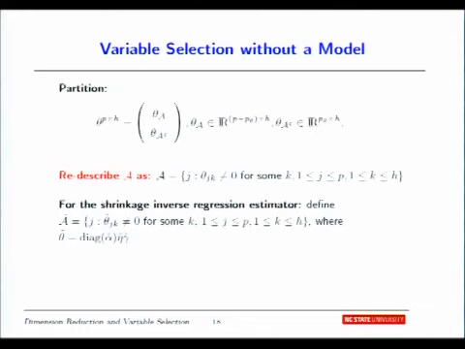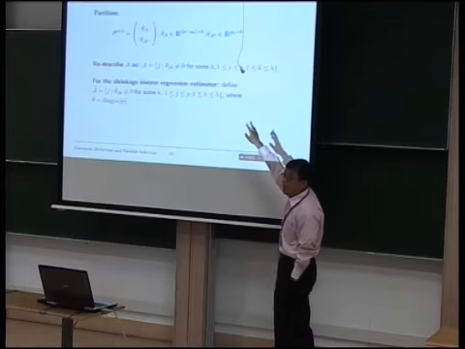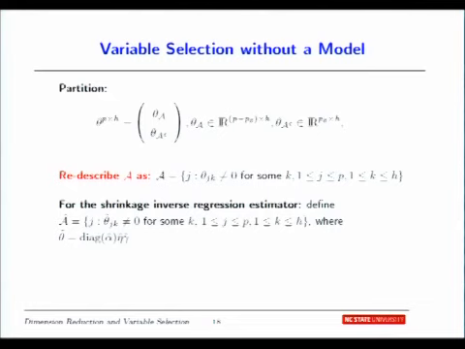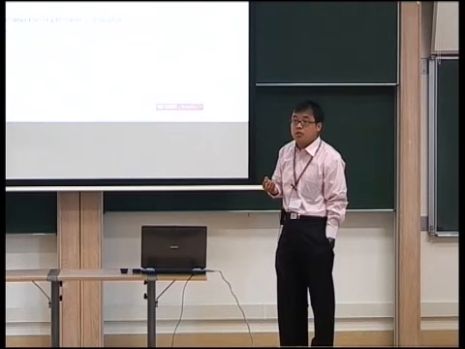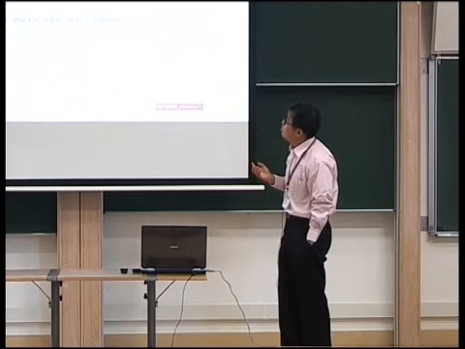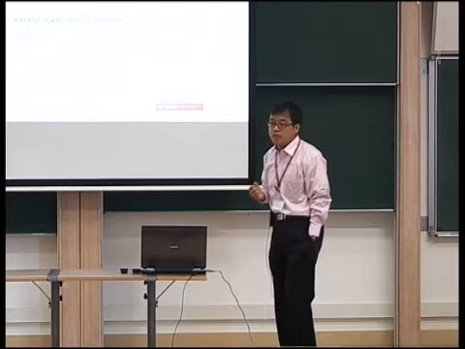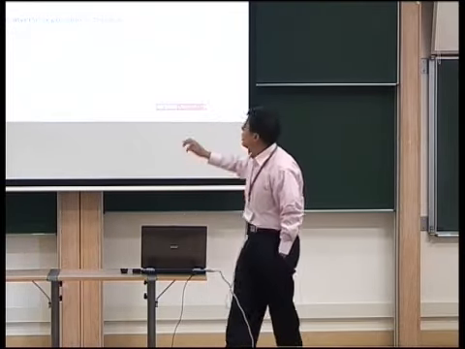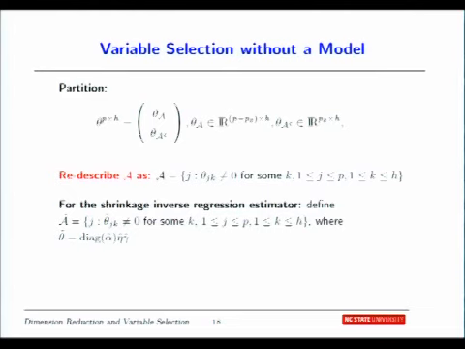Now, given this observation, we can partition my theta into these two parts, theta A and theta A complement, and I can redescribe my subset A as those rows which have some non-zero elements in the corresponding partition. I can define my estimate A hat, which has those rows that have non-zero elements in the shrinkage inverse regression estimator. So now I have a population parameter A and my estimate A hat.